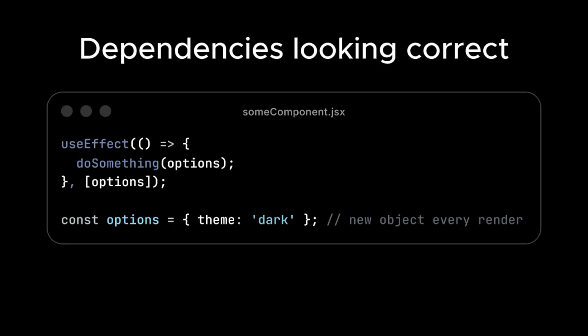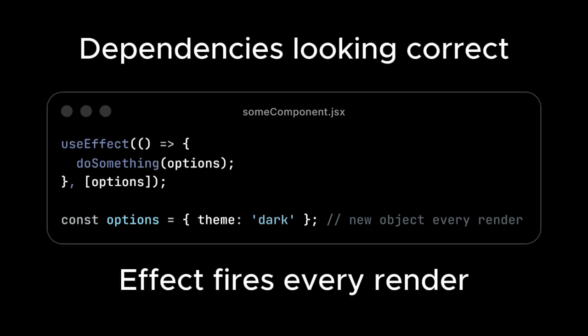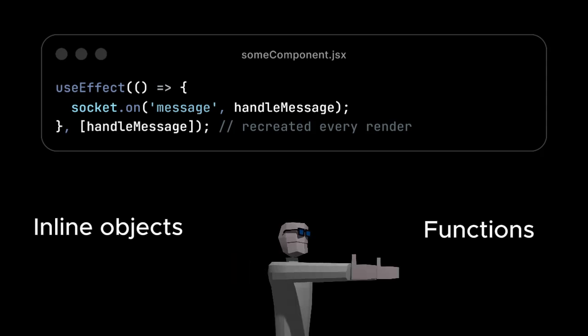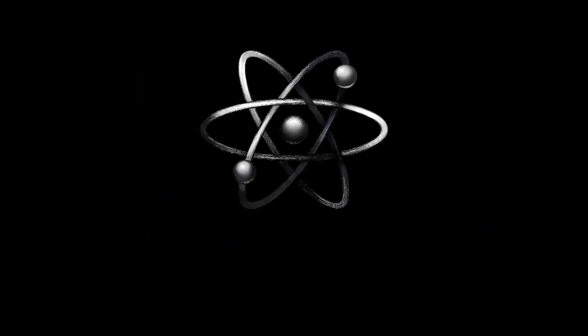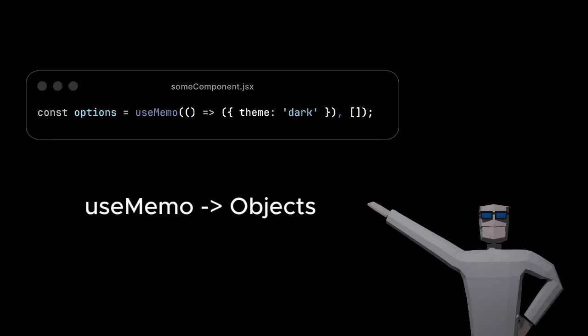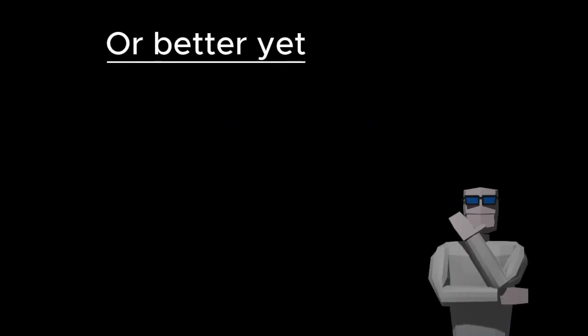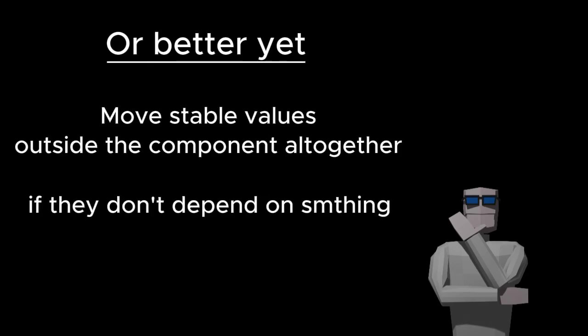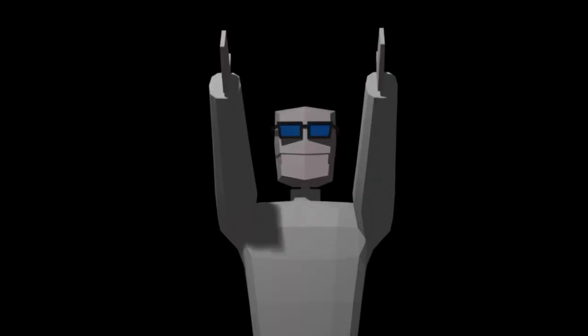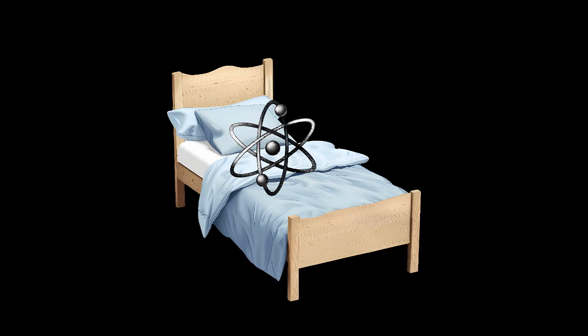This one is sneakier. Your dependency array looks correct, but the effect keeps firing anyway. The culprit? Inline objects or functions defined inside the component. Every render creates a brand new object. Same values, different identity. React compares by reference. The fixes: use memo for objects and use callback for functions. Or better yet, move stable values outside the component entirely if they don't depend on props or state. Now React sees the same reference. Effect stays calm.